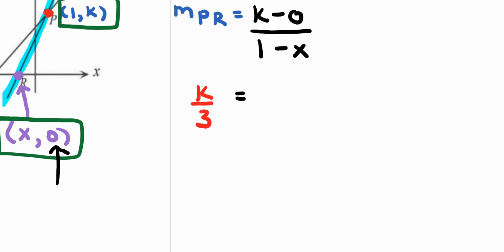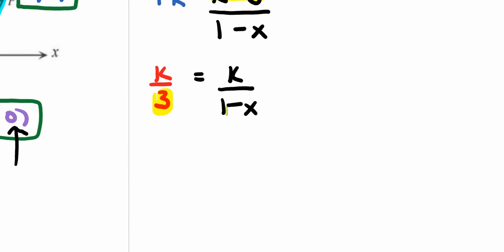And on the right hand side, let's go ahead and solve this. I mean, k minus 0 is going to be k, and on the bottom I just have 1 minus x. So now we're back into the classic, what do I do when I have terms on the denominator? Well, we just crisscross here. So k times 3 is going to be 3k. So I have a 3k here.